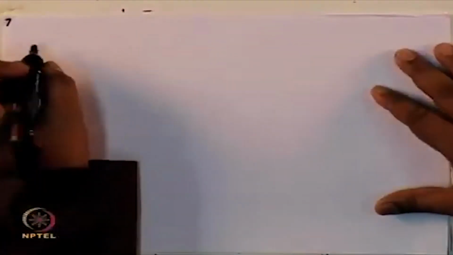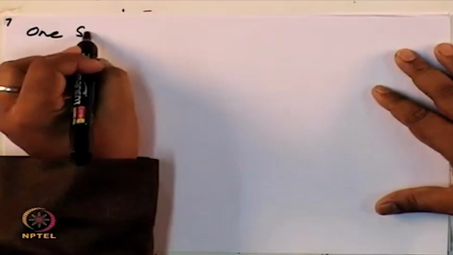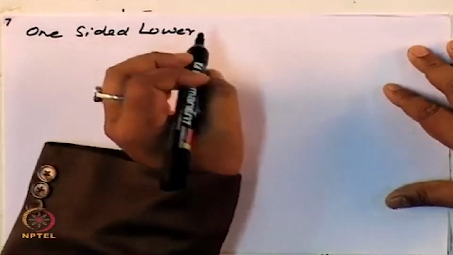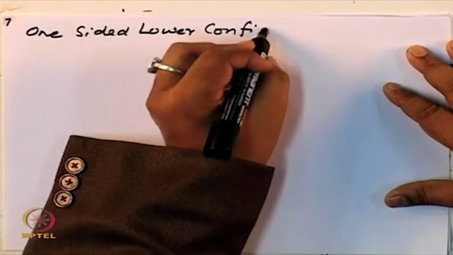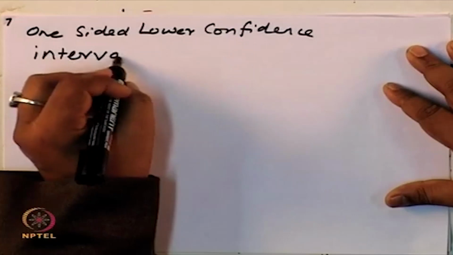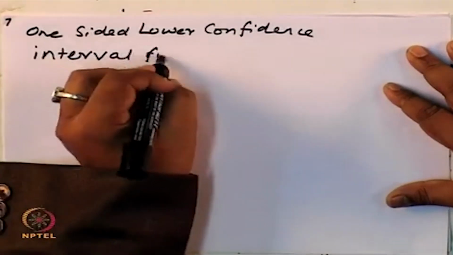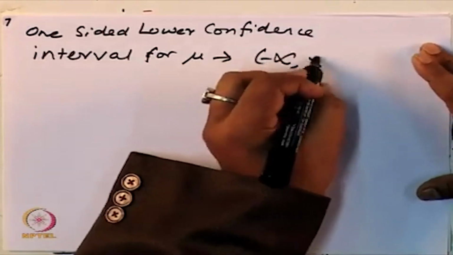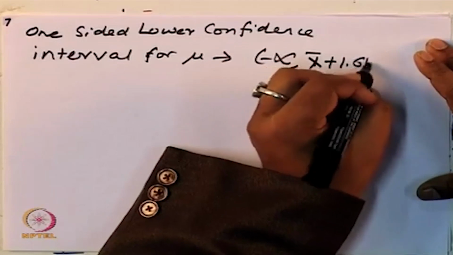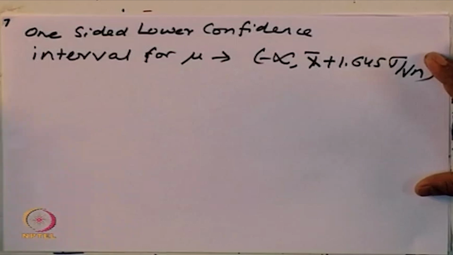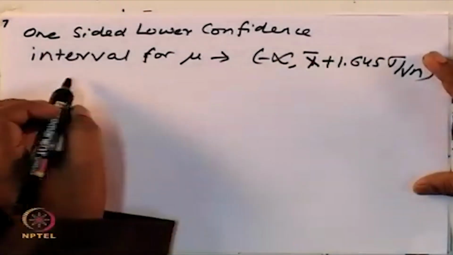Similarly, you can calculate an absolute upper value. Okay. So, the one sided lower confidence interval for mu turns out to be between minus infinity to x bar plus 1.645 sigma by root n. Okay. So, this is how you have the confidence intervals created for one sided.